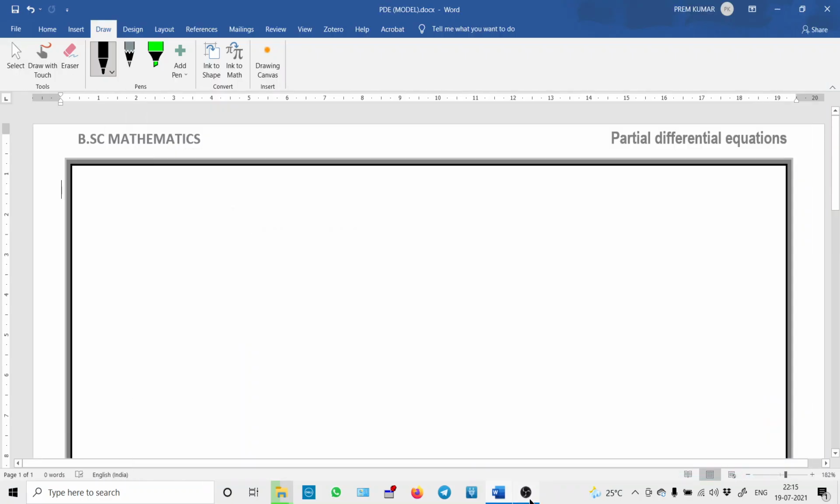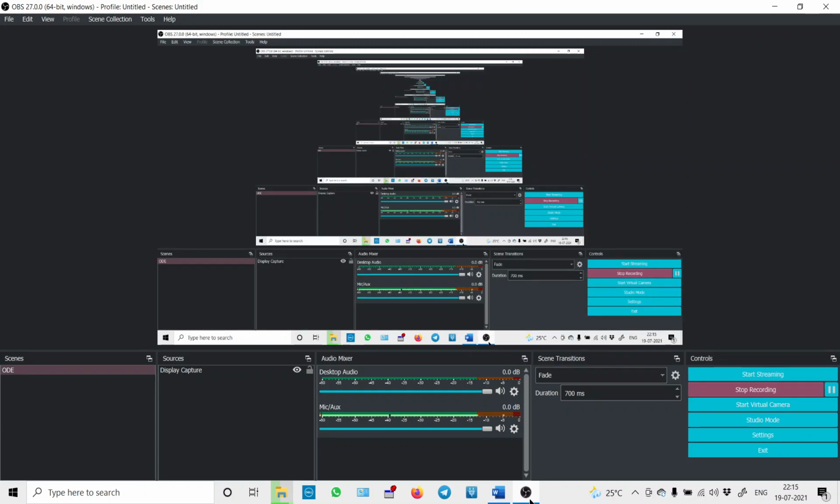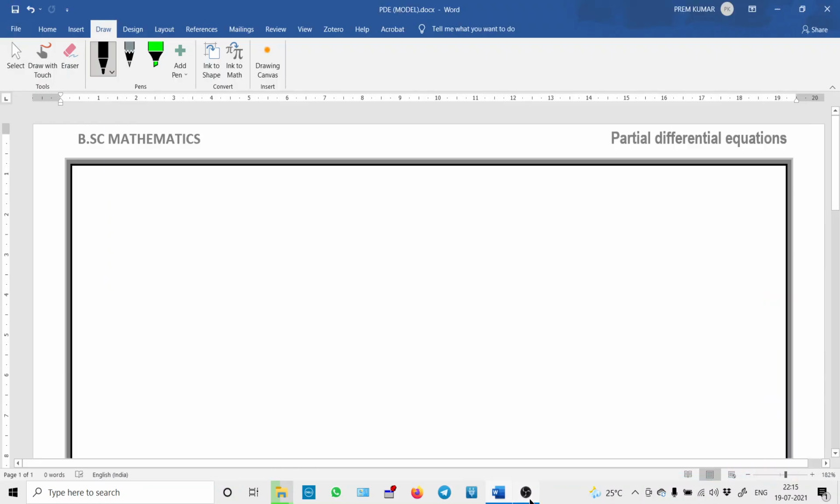Students, today in this session we are going to see the standard type 1 PDEs and discuss the method of finding the solution of this standard type 1 PDE, which is given as follows. So this topic is coming under unit 2.